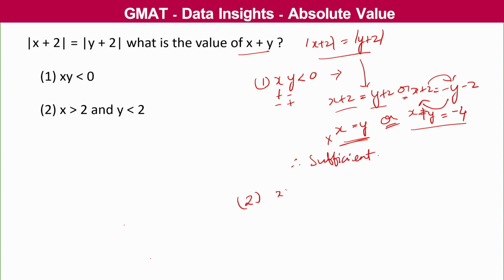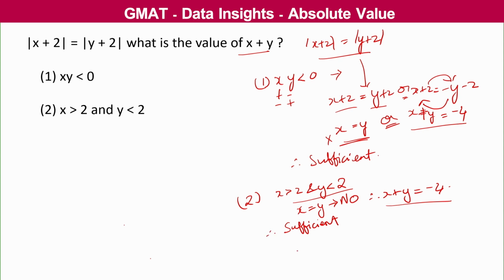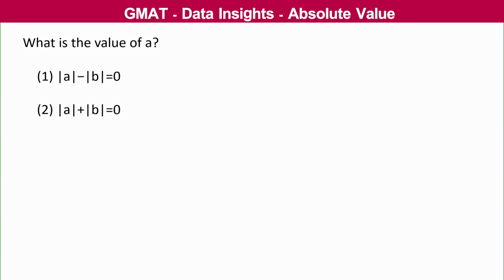Statement 2 says x is greater than 2 and y is less than 2. So when x is greater than 2 and y is less than 2, can x be equal to y? No. Therefore, x plus y is equal to minus 4 again, and hence this statement is also sufficient to answer the question. Therefore, each alone is sufficient to answer the question. Answer option becomes option D. Let's move to the next question.